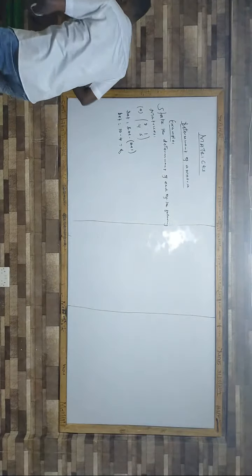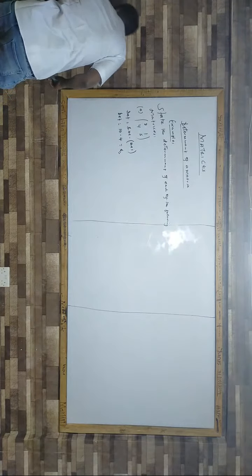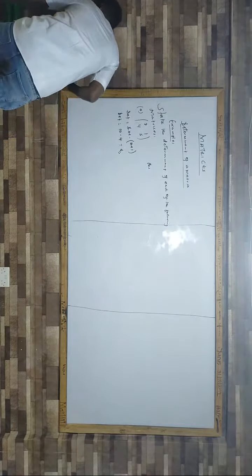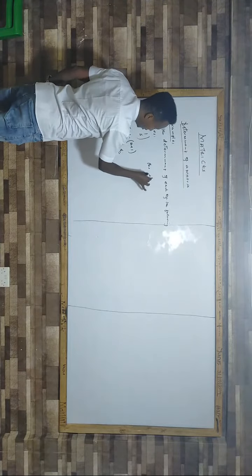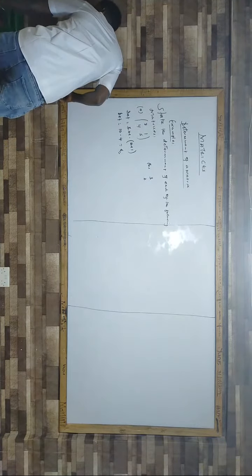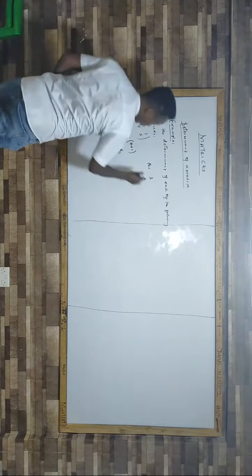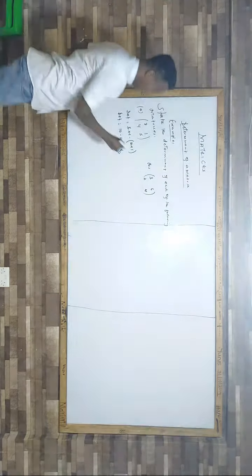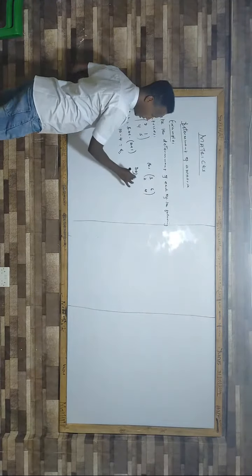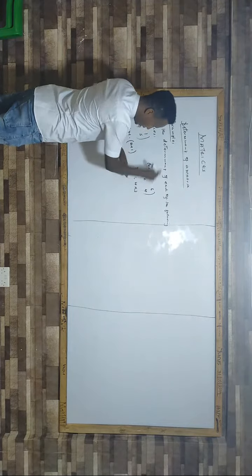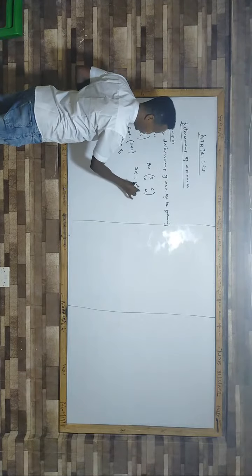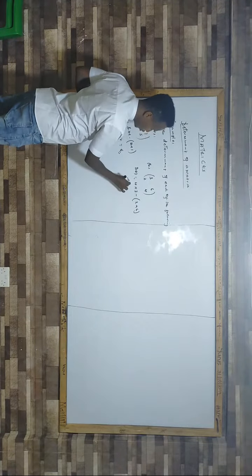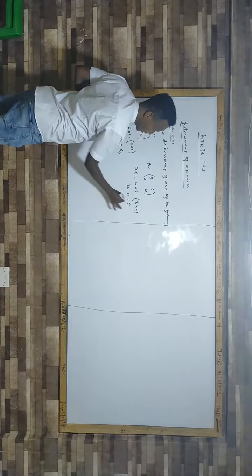Let me add one more example. We have B as 3, 2, then 6, 4. Then to get the determinant here, the determinant is equal to 4 times 3, the product of the main diagonal, minus, open the bracket, 2 times 6. So we have 12 less 12, which will give us 0.